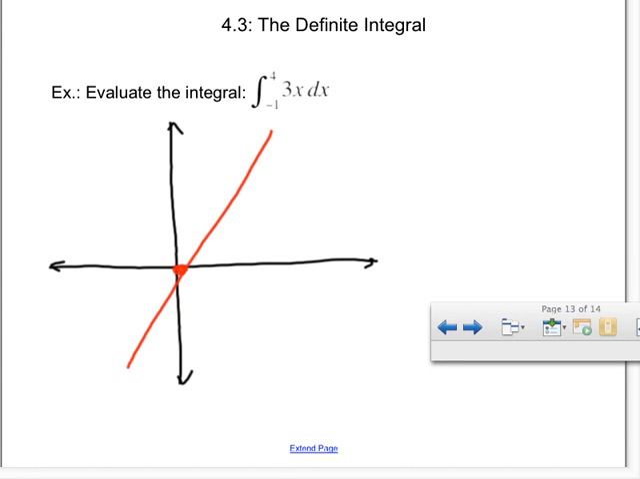I'm going to draw in a random line, and I'm going from -1 all the way out to 4. And we're dealing then with two triangles. One triangle will be counted as what kind of area? Negative area. And the other triangle will be counted as positive area. So this is the positive triangle right here, because we're going from 0 to 4, and this is the negative triangle because it's below the x-axis, we're going from -1 to 0.